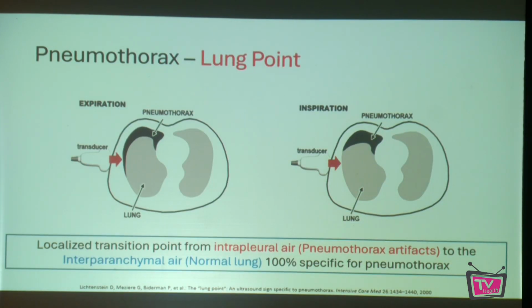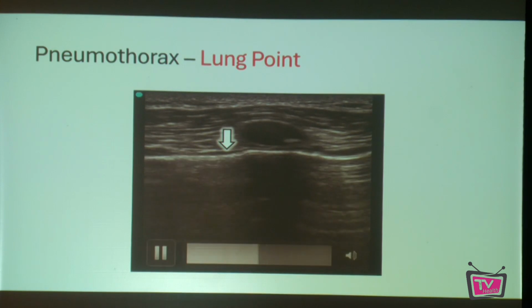The third, which I was speaking about, is the lung point. It is 100% specific for pneumothorax. It is a transition zone from the aerated to the non-aerated, collapsed area. This is how we normally see it: put the probe and see the transition here. I'll show you how it comes.